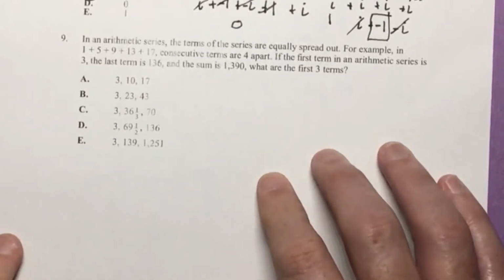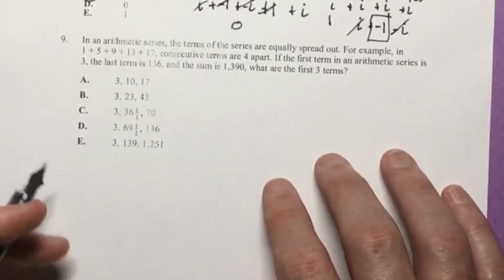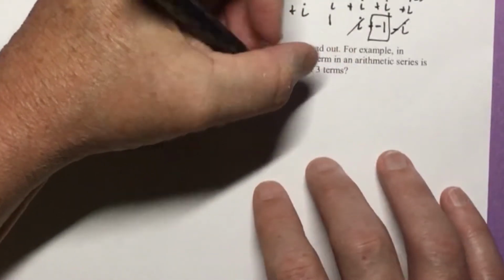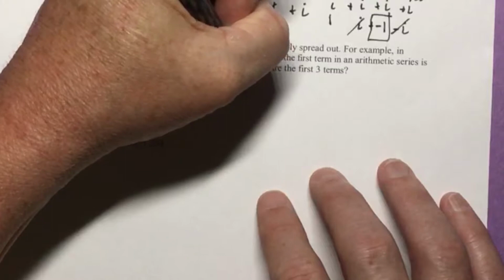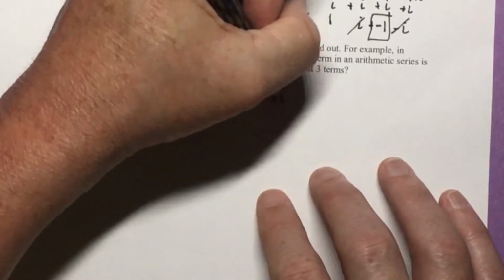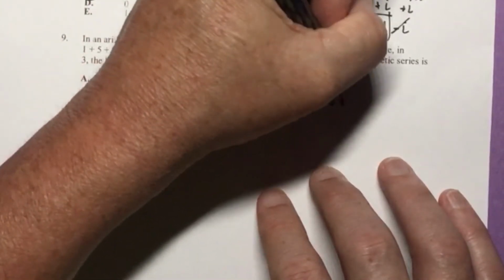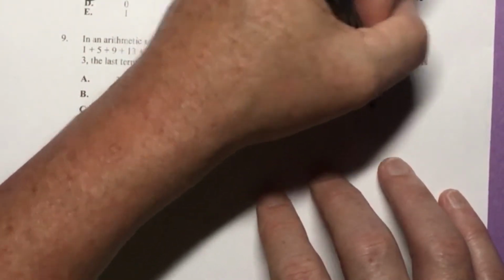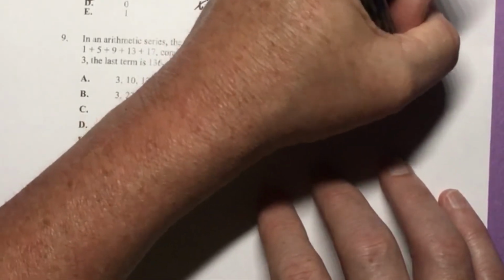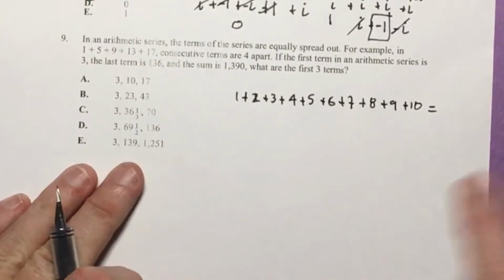Or do I? Let's look at an arithmetic series in general. Let's look at a simple one. Let's say I wanted to add up 1 plus 2 plus 3 plus 4 plus 5 plus 6 plus 7 plus 8 plus 9 plus 10. I want to add up those numbers right there. So I could get my calculator, but forget that.